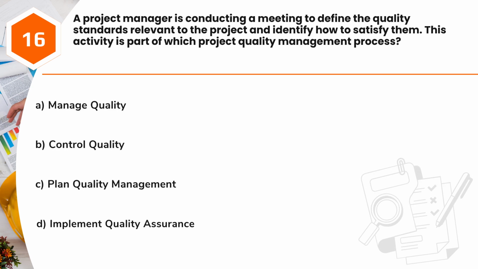Question 16. A project manager is conducting a meeting to define the quality standards relevant to the project and identify how to satisfy them. This activity is part of which project quality management process? A. Manage quality. B. Control quality. C. Plan quality management. D. Implement quality assurance.